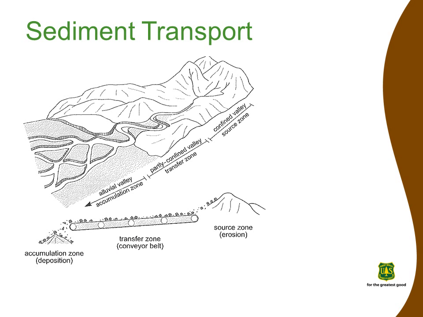This graphic was obtained from the CHAMP monitoring program and is an excellent example of how erosion occurs in the headwaters and source areas and is transported through tributary channels and deposited in the accumulation zones where valley width and gradients allow sediment to fall out during peak flows.